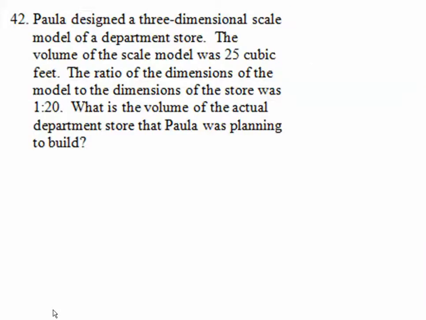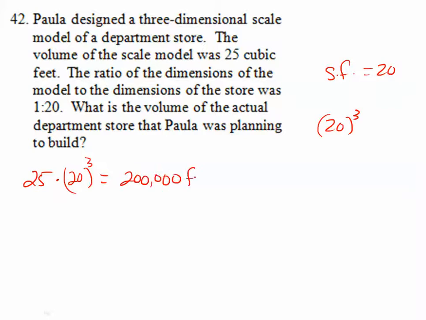42 says Paula designed a three-dimensional scale model of a department store. The volume of the scale model was 25 cubic feet. So my volume is 25. The ratio of the model to the store is 1 to 20. So that means my scale factor is 20. Because it's volume, we have to cube my scale factor. So I'm going to multiply the 25 times my scale factor cubed. And when I do that, I get 200,000. And my units are feet cubed because it's volume cubed.